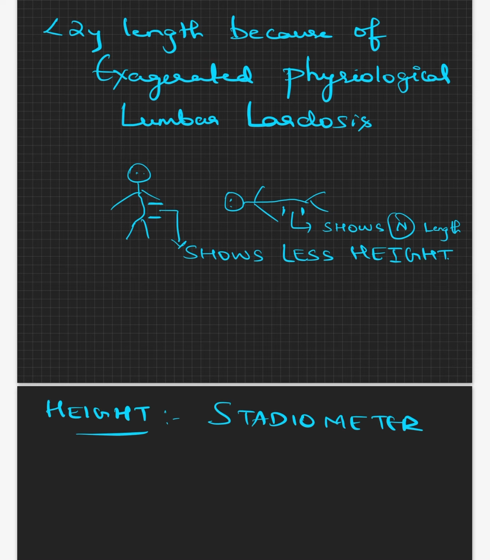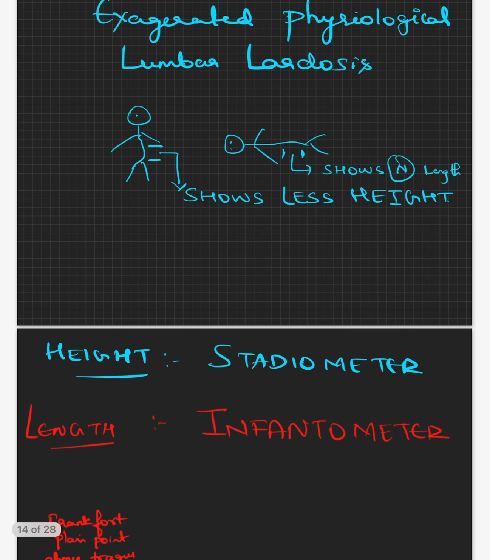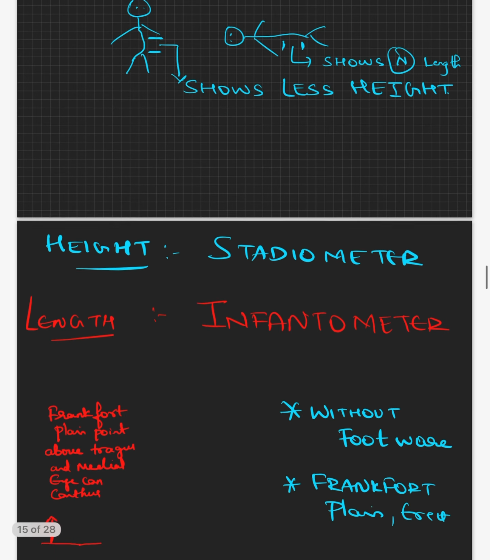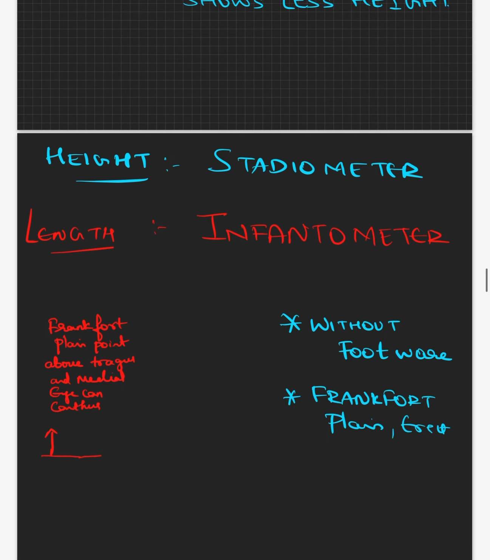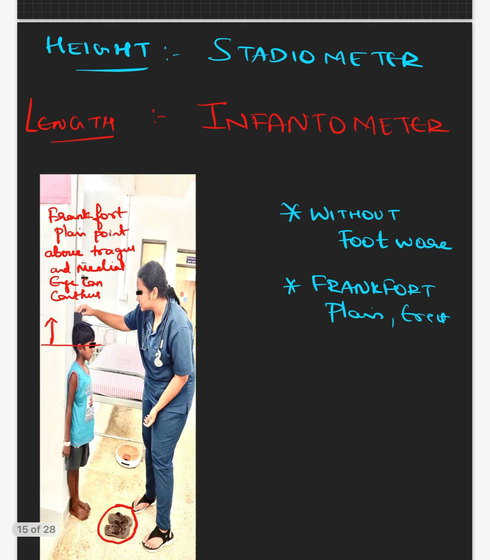How do we measure height? We measure height using a stadiometer and length using an infantometer. What are the important things while measuring height? We should measure without footwear and in the Frankfurt plane. The Frankfurt plane is the plane from the point above the tragus to the point at the medial canthus of the eye. It should be in the same line and parallel to the ground.